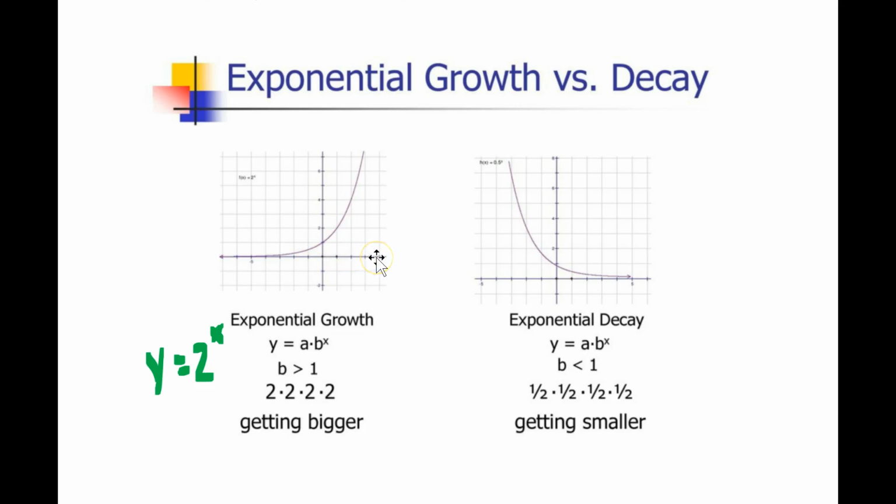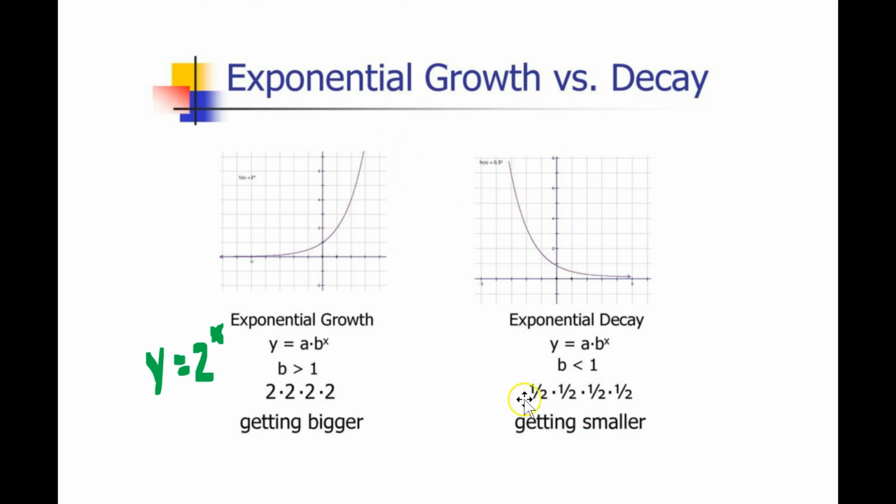2 to the fourth power is 2 times 2, which is 4, times 2 is 8, times 2 is 16. At 4, you're already at 16. Like you started off at 1 over here, at 0 you're at 1. And now at 4, you're at 16.